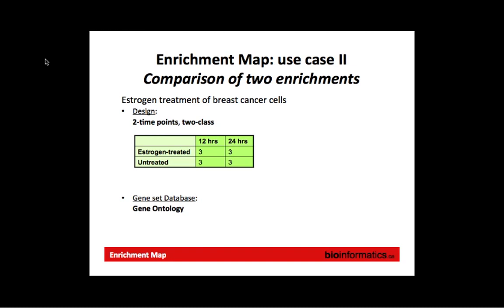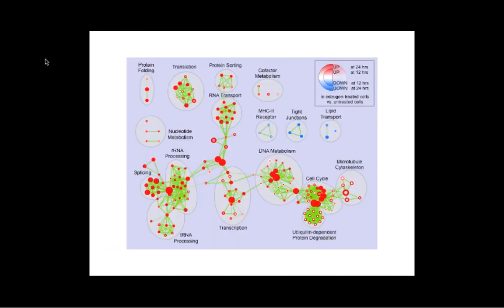So the second use of Enrichment Map is comparison of two enrichments. This is quite difficult to do if you just have enrichment results listed in tables. If you wanted to look at enrichment of terms at 12 hours and 24 hours and compare them, and you had two tables that resulted from DAVID, you'd have to manually match up all of the terms. So what we've done in Enrichment Map is visualize one time point as the color of the center of the node: 12 hours is the node center, and 24 hours is the node border.